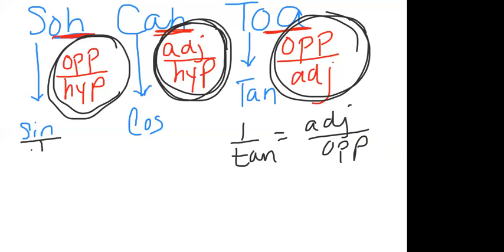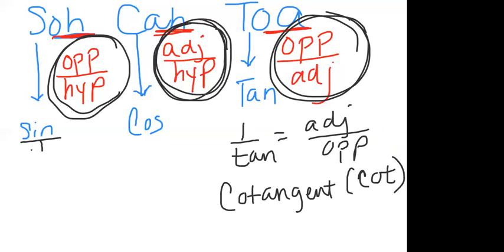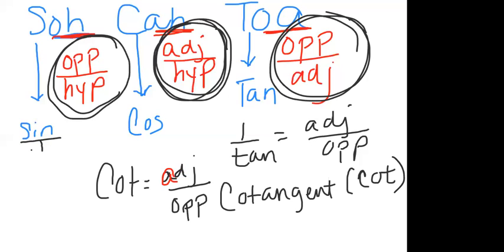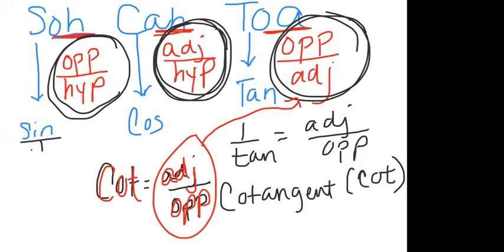So the inverse of the tangent, we refer to it as the cotangent, and the cotangent is abbreviated as COT. So the trig ratio for the cotangent would be the adjacent over the opposite. Remember, it's just the inverse. Adjacent over the opposite represents the cotangent. So guys, look at that. We're just reciprocating this, that's it.